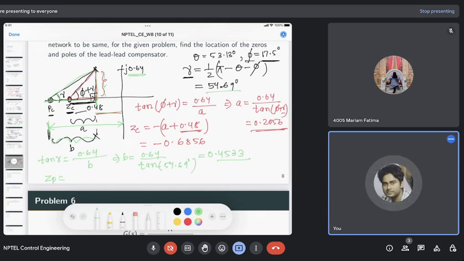So this is 0.4533 plus 0.48, which gives minus 0.933. This is the location of the pole.